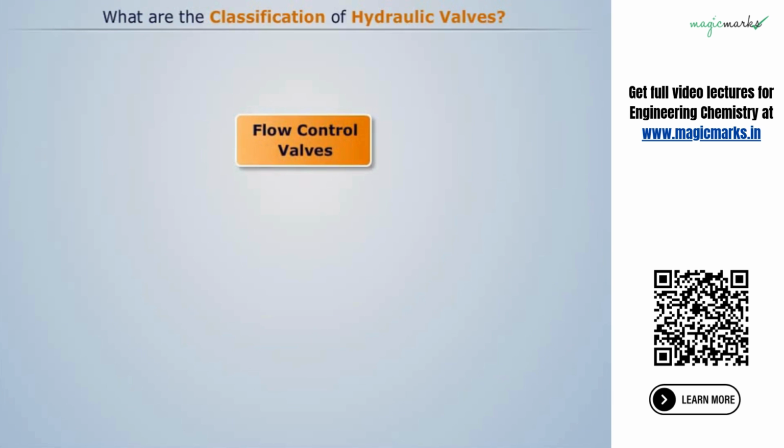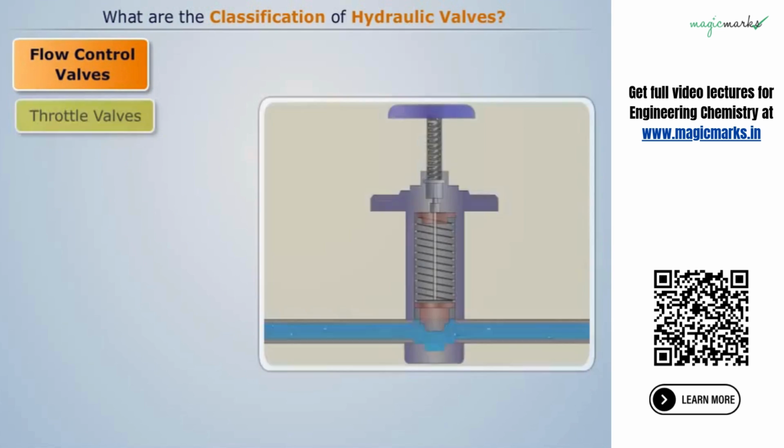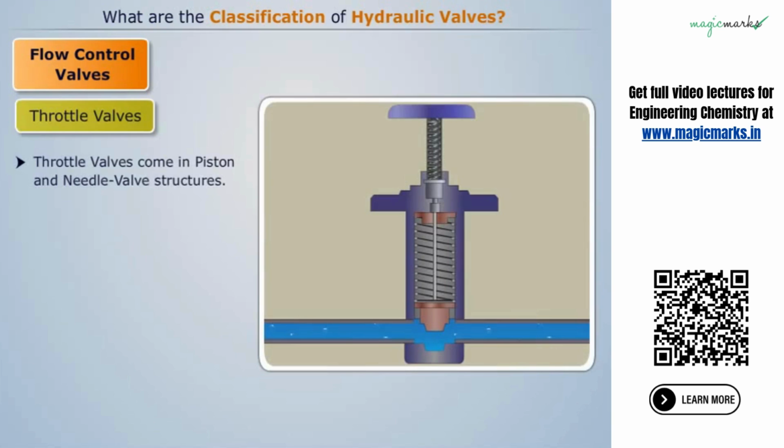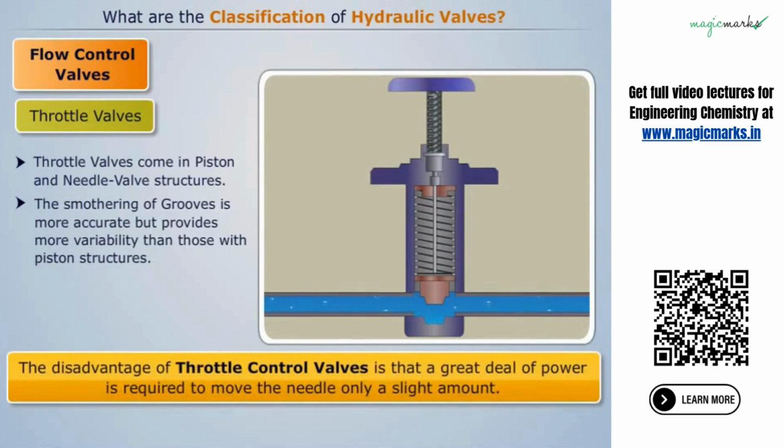Flow control valves are divided into two types: throttle valves and flow control valves. Throttle valves come in piston and needle valve structures, but we also know them as turn plugs with axial or radial grooves. The smoothing of grooves is more accurate but provides more variability than those with piston structures. The disadvantage of throttle control valves is that a great deal of power is required to move the needle only a slight amount.